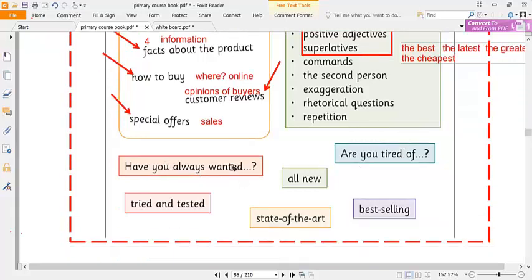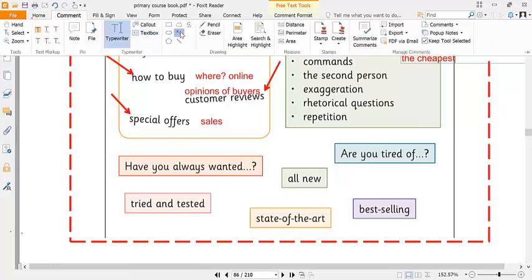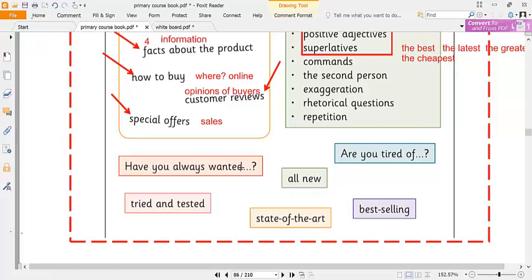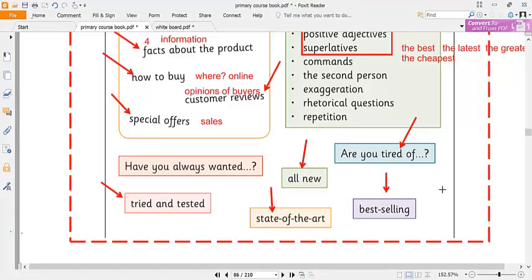Look at these titles. Attractive, short and simple. Here he said, have you always wanted? Very attractive. All new, short description. Are you tired of? Looking for pain relief مثلا. Tried and tested, direct and short. State of the art. Best selling. يعني دايما الادفرت بيستخدم كلمات بسيطة وبتكون direct.